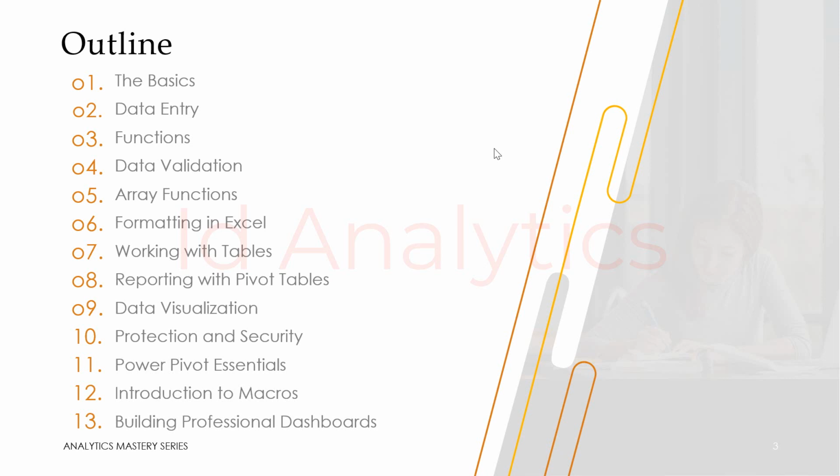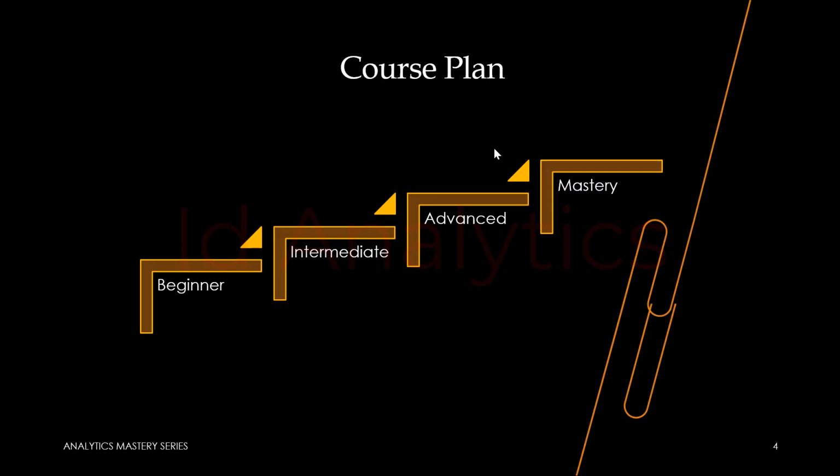So the plan is not to go through these modules in sequence. What I've done is that we have this in different levels. At the end of this course, there will be 4 different sub-courses. We have the beginners, we have the intermediate, the advanced, and the mastery. And the 13 modules have been split into all of these ladders.